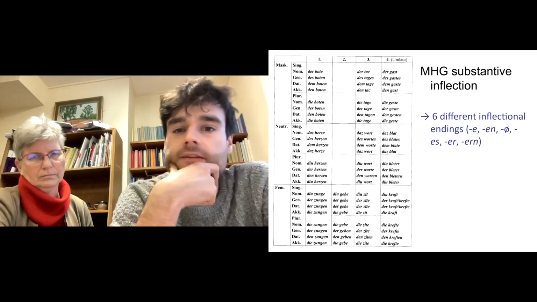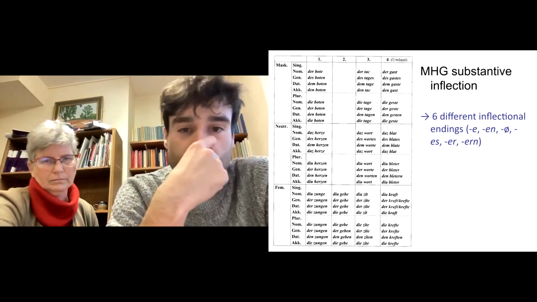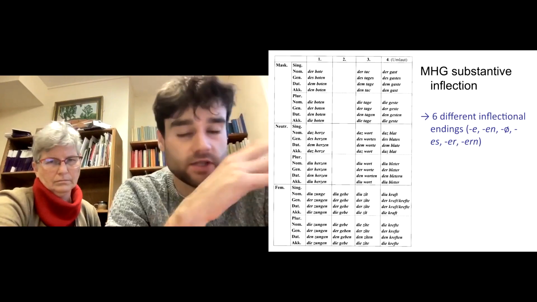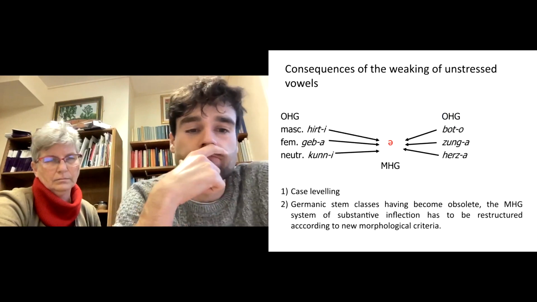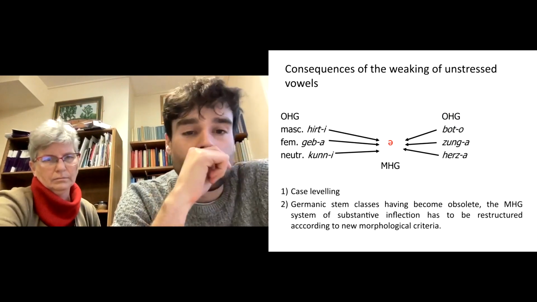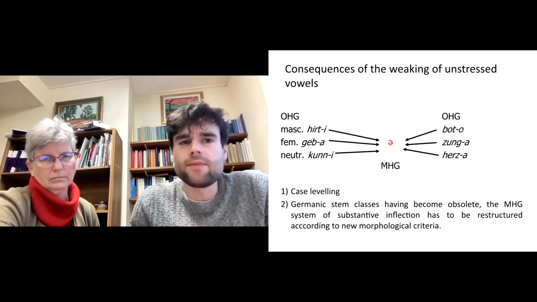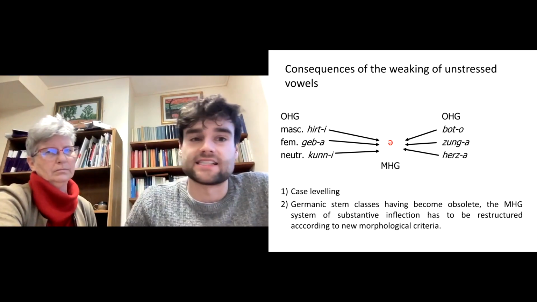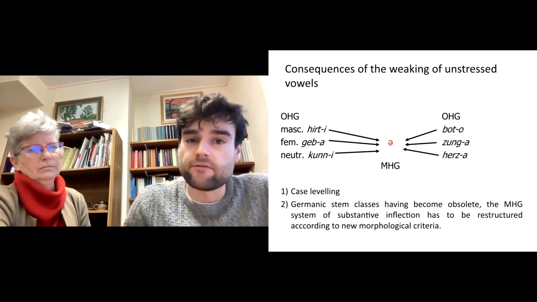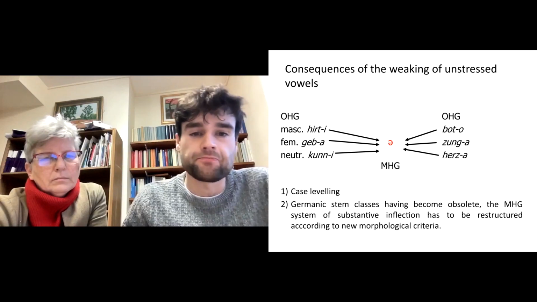German comes to have fewer and fewer means of expressing the grammatical category of case. The decisive trigger for this Kasusnivellierung, so case levelling, is the weakening of unstressed syllables in Middle High German. In the long run, case levelling is not its only consequence. Of comparable importance from a systematic point of view is the complete collapse of the Germanic system of stem classes, which comes to be replaced by a new system structured according to synchronic morphological criteria.